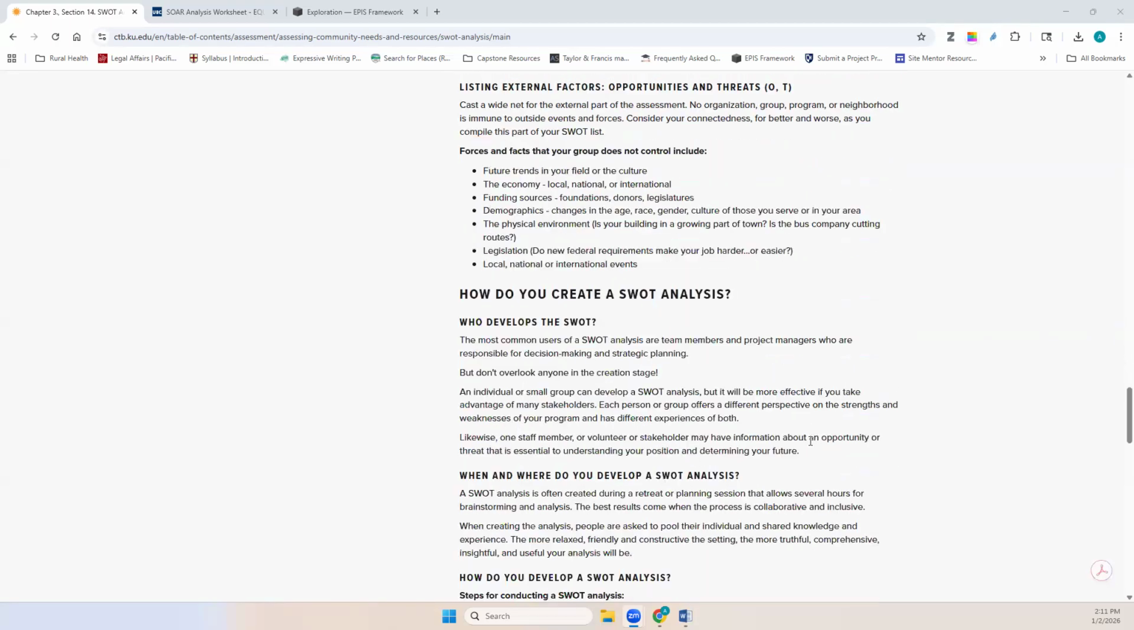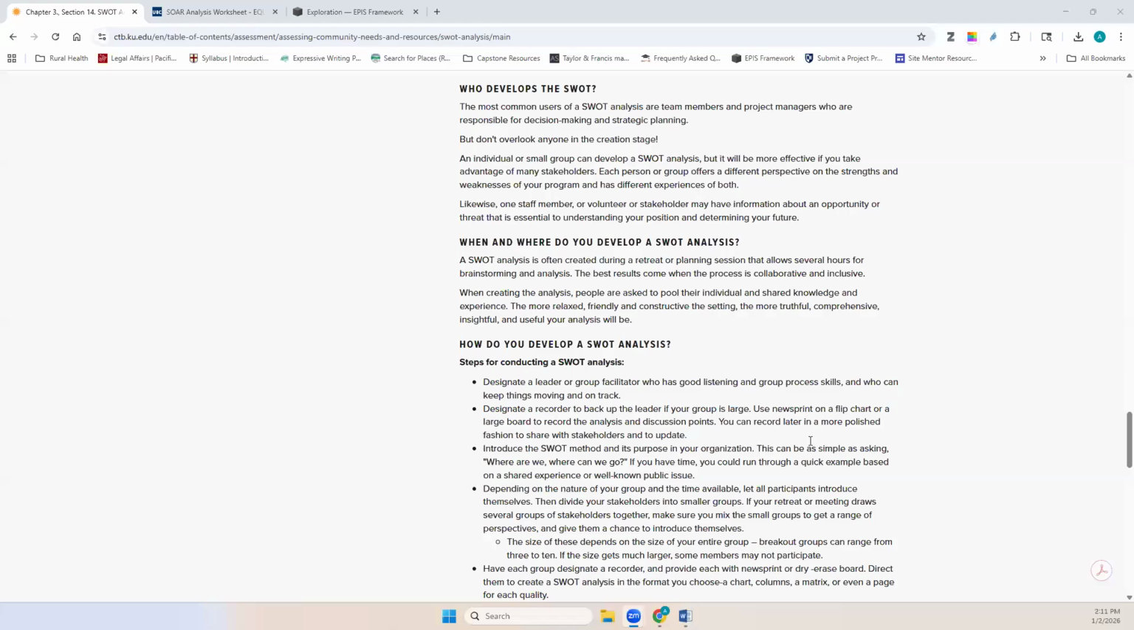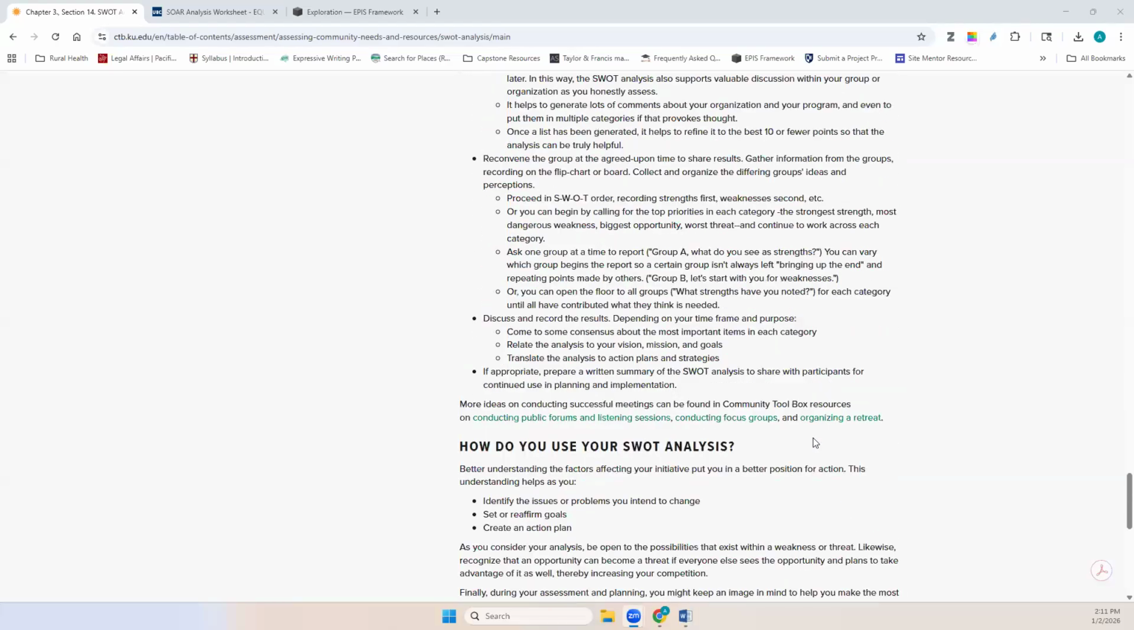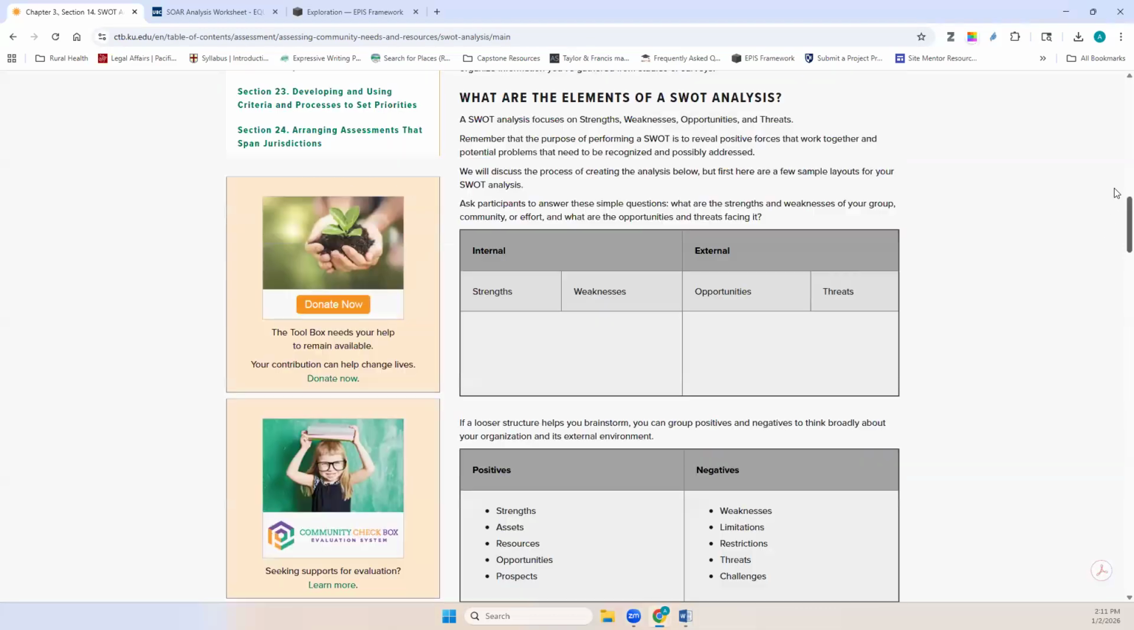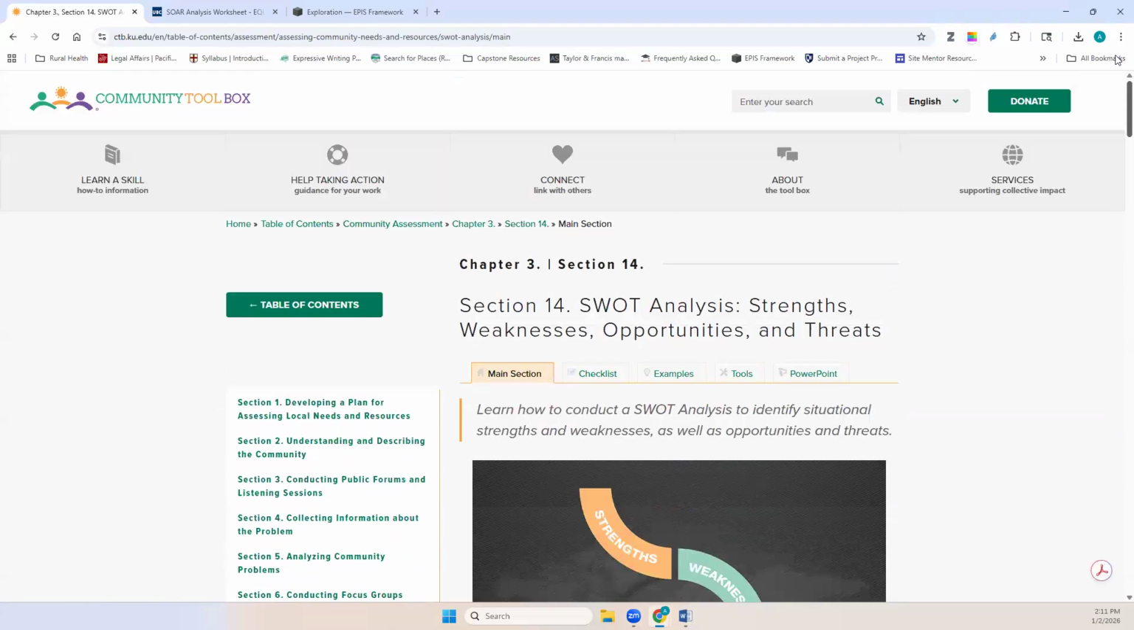So, again, this has a pretty comprehensive step-by-step guide, so please look through that if you would like to do a SWOT analysis. I'm going to scroll back up here. Again, this is from the Community Toolbox, and all these links are also available.